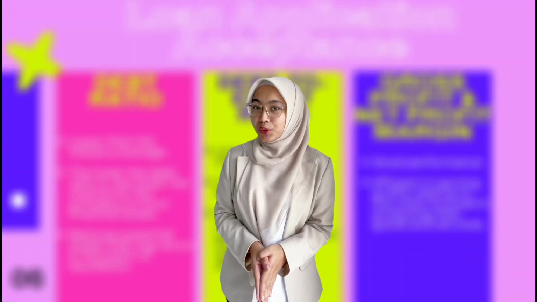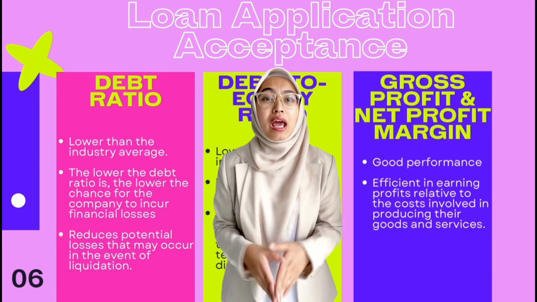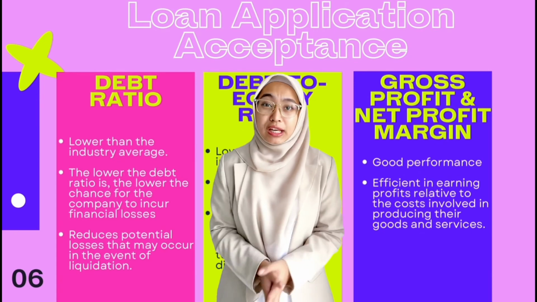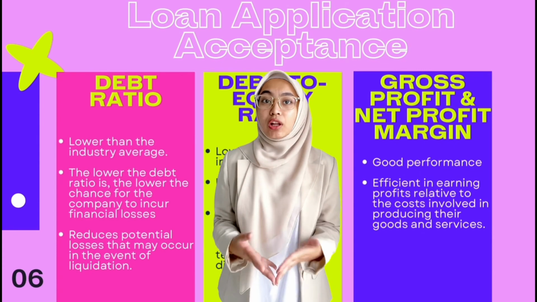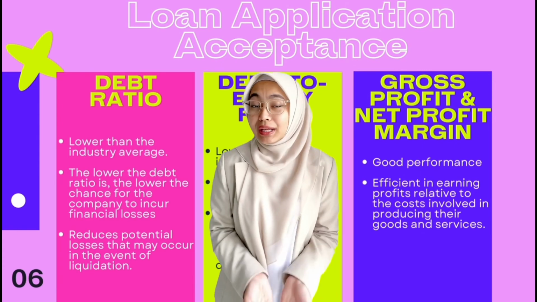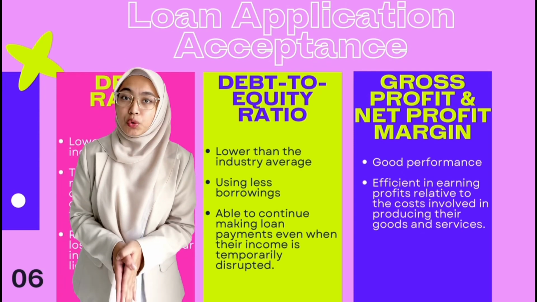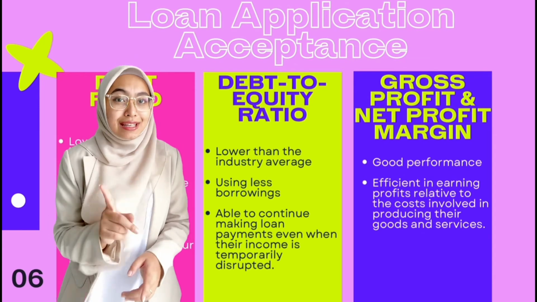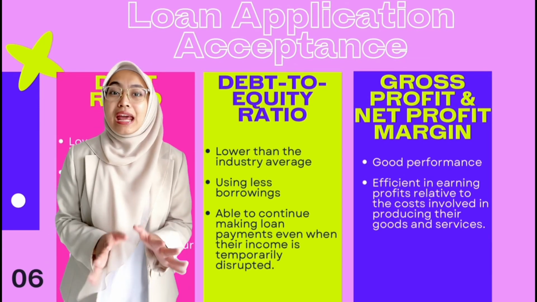Would we accept the loan from Hikmat Bakti Berhad? Here are some things we would take into account. First of all, debt ratio of Hikmat Bakti Berhad is lower than the industry average. So, the lower the debt ratio is, the lower the chance for the company to incur financial losses. Hence, it reduces potential losses that may occur in the event of liquidation. Second, debt to equity ratio of Hikmat Bakti Berhad is also lower than the industry average, indicating that they are using less borrowings, hence will be able to continue making loan payments even when their income is temporarily disrupted.